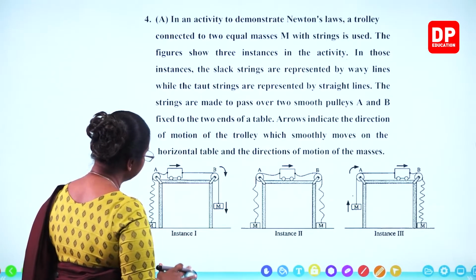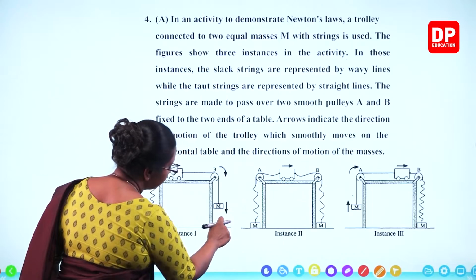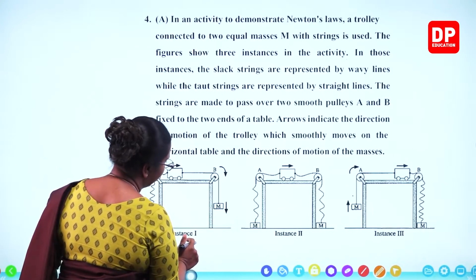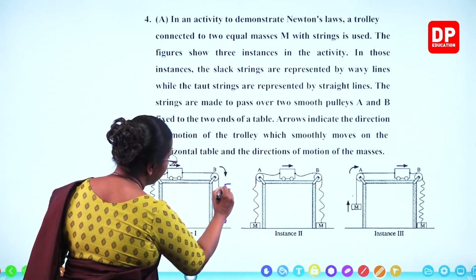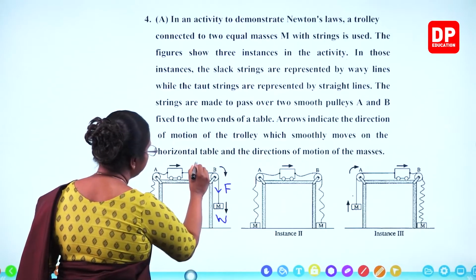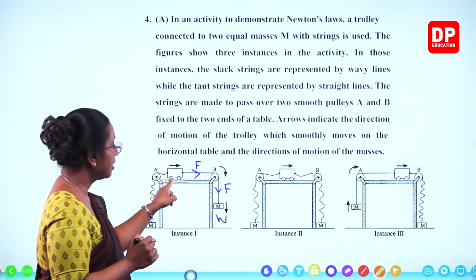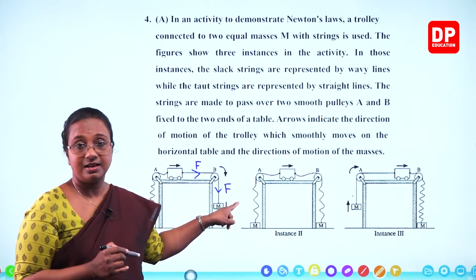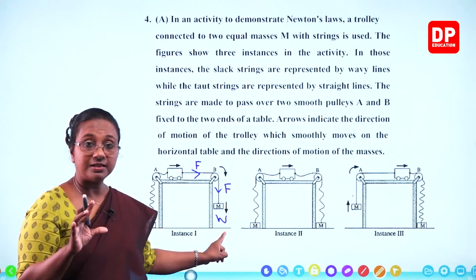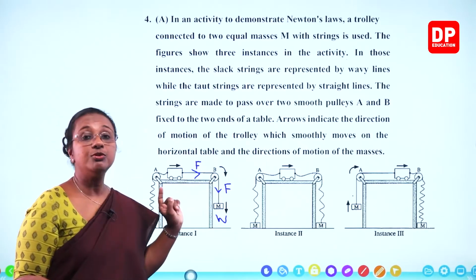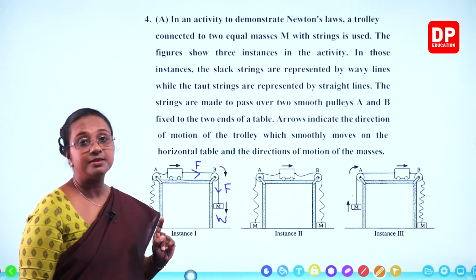So in instance 1, students, there is a force acting towards B, because you can see this M is pulling down. The weight of M will be downwards. Because of that, there will be a force acting this way. Now if there is an unbalanced force, what will happen to this trolley? The trolley will accelerate. And since it is the weight, an unbalanced force with a fixed magnitude, of course there will be uniform acceleration of the trolley towards B. The direction of the arrow is towards B.